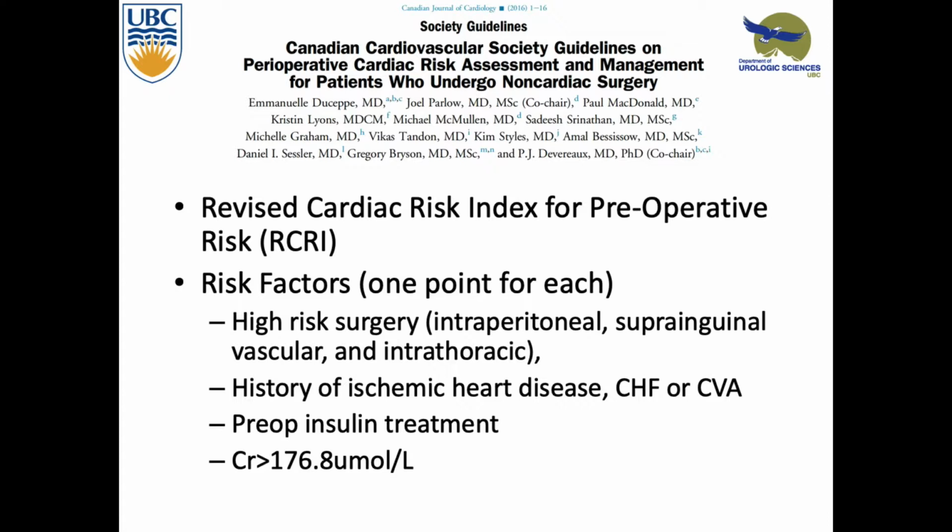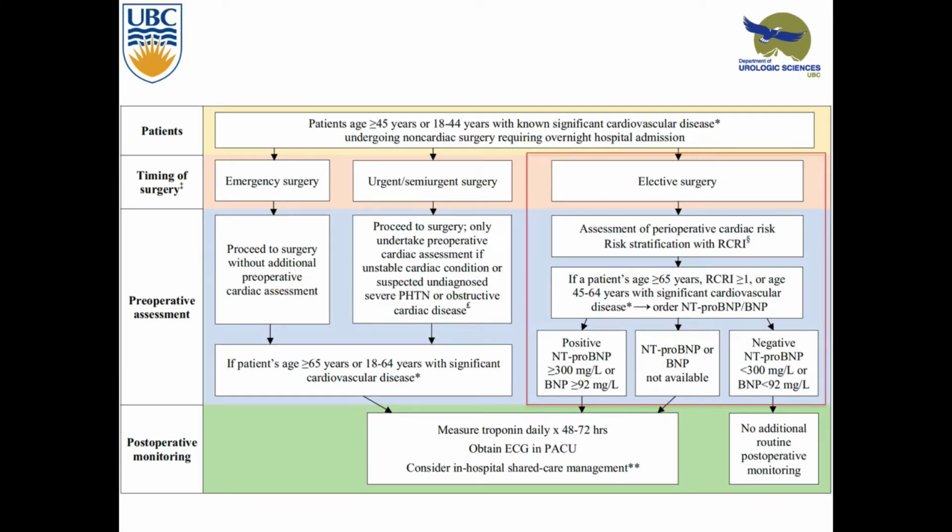And they devised an index based on surgery, so all cystectomy patients would count for intraperitoneal, then ischemic heart disease, CHF, CVA, preoperative insulin treatment, and CKD, and each item would be 1 point. So then most cystectomies are elective.